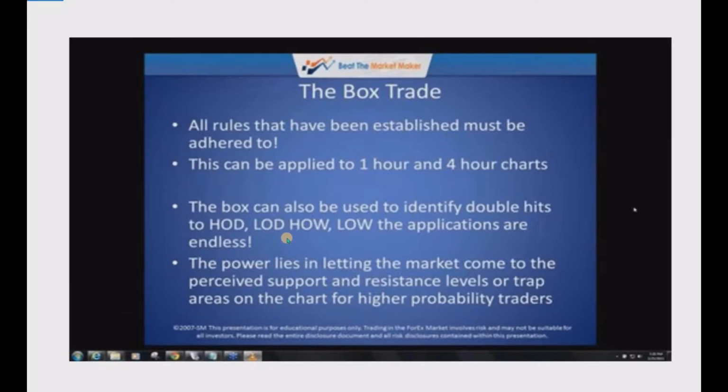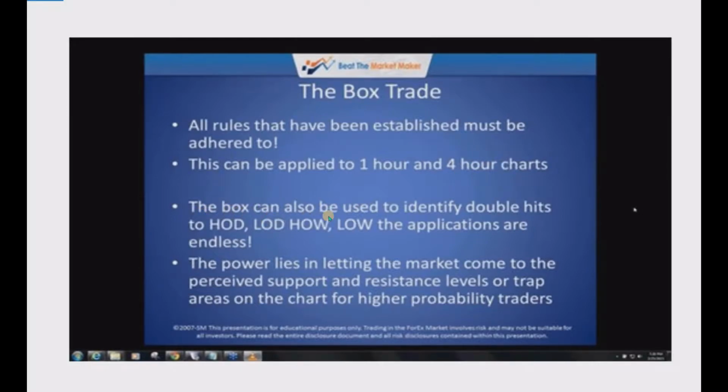But let's look at this slide. This is a very rare slide. I've never seen it in any videos. If you have seen it, you're very fortunate. But yeah, so all rules have been established, must be adhered to. This can be applied to the 1 hour or 4-hour charts. Cool, 4-hour charts will work for me.